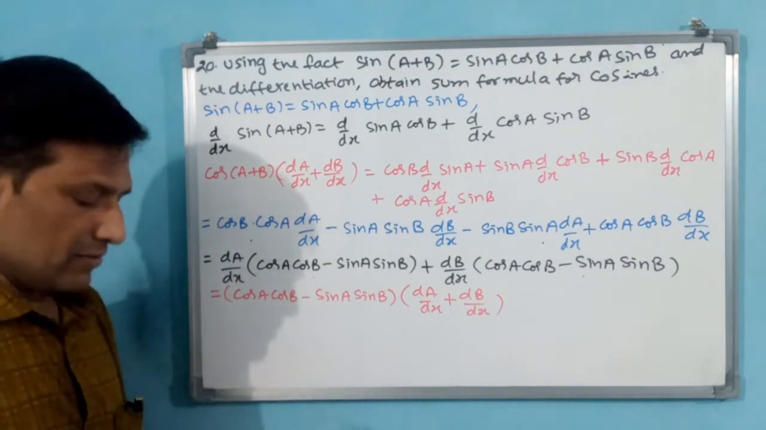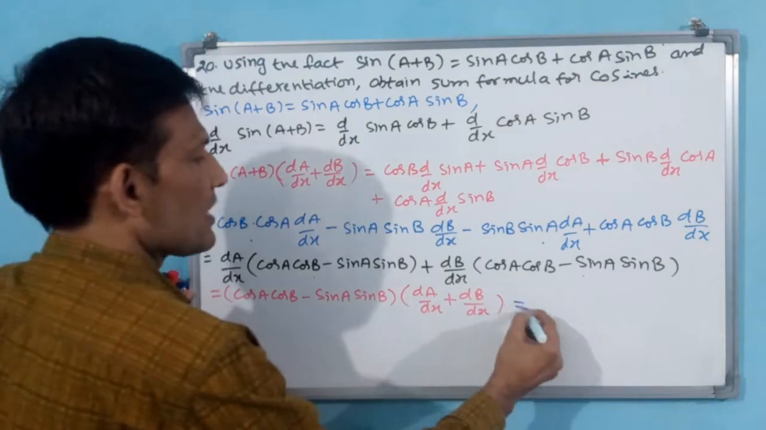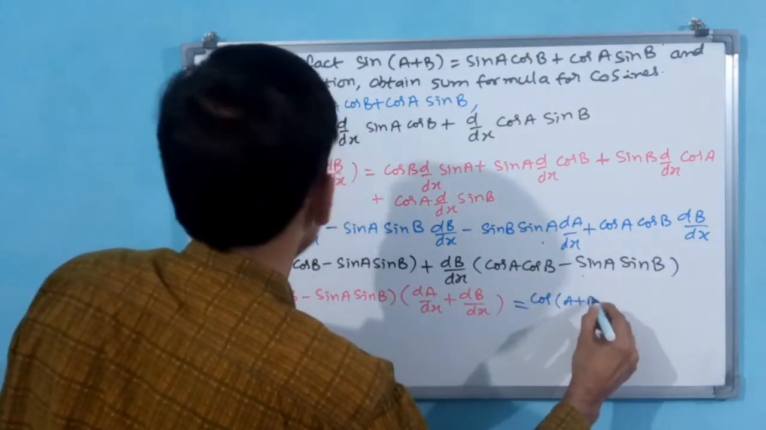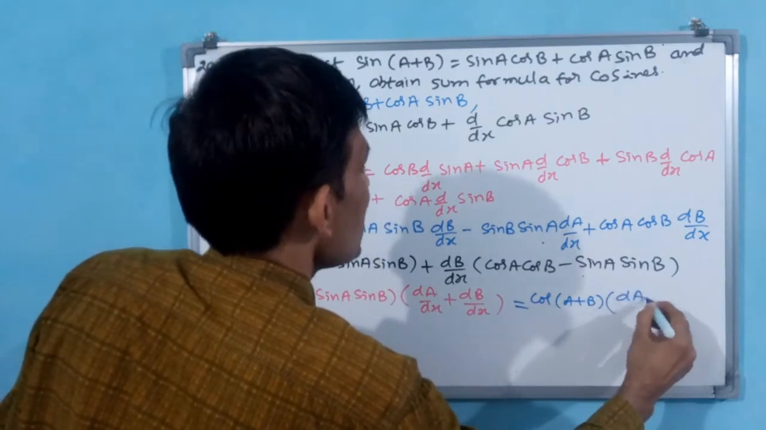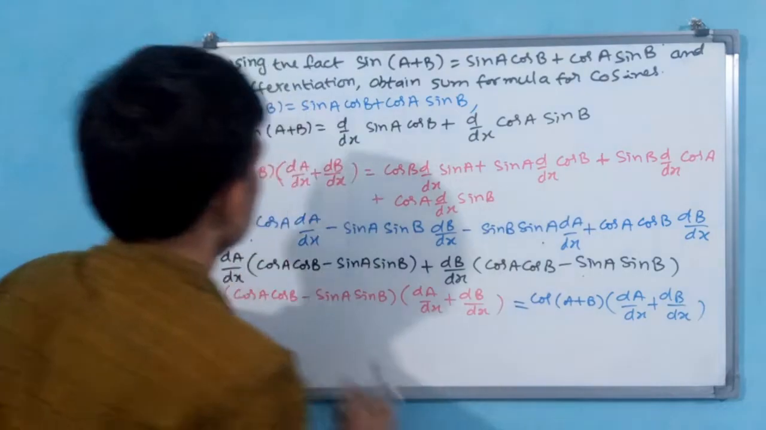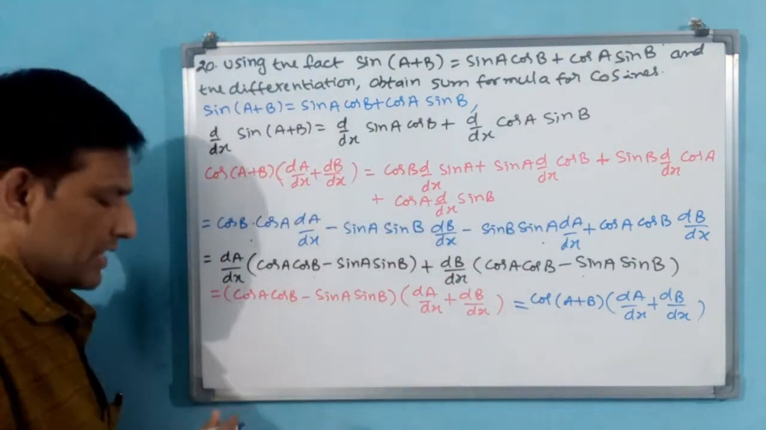Is it okay? Definitely okay. But now you bring this RHS, this side. You see RHS is what? This one: cos of (A plus B) into dA by dx plus dB by dx. See, LHS or RHS, equal to is there, means any side you can write.